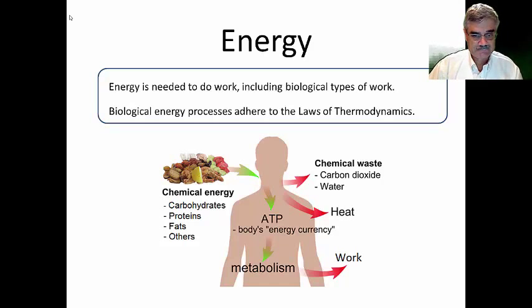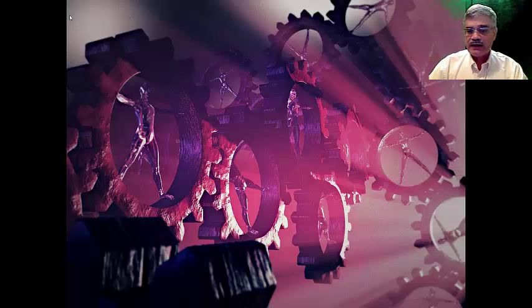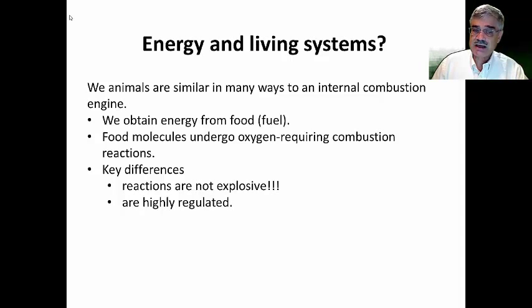Okay, so let's begin. But first, just showing you a slide that I found interesting. Man as machine. Because living systems are very similar in many ways to machines, to the internal combustion engine in particular, which we talked about in our very last video lecture. Living systems, including us, obtain energy from a fuel molecule, which we call food. The food molecules undergo oxygen-requiring combustion reactions, producing carbon dioxide and water, just as happens in an internal combustion engine. So there are a great deal of similarities, but there are some key differences.